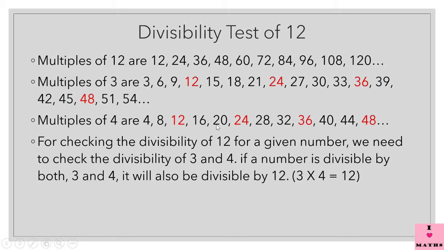Now, children, you must be wondering that we are doing the divisibility test of 12, so why are we revising the multiples of 3 and 4? Dear children, 3 fours is 12, 3 into 4 is 12. So the numbers which are common in the tables of 3 and 4, those numbers will be the multiples of 12.